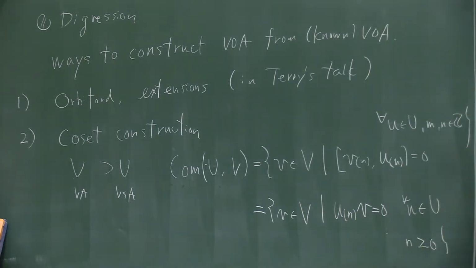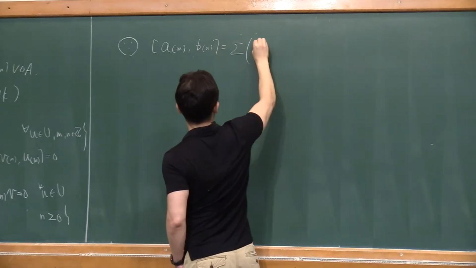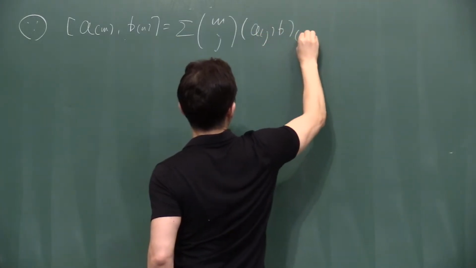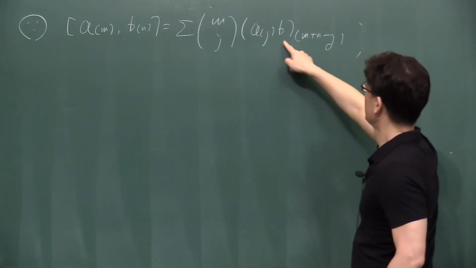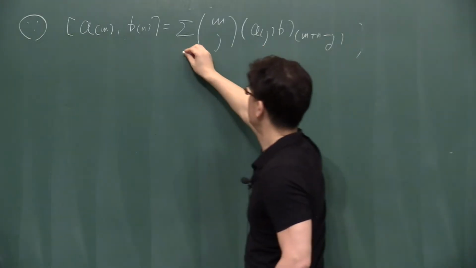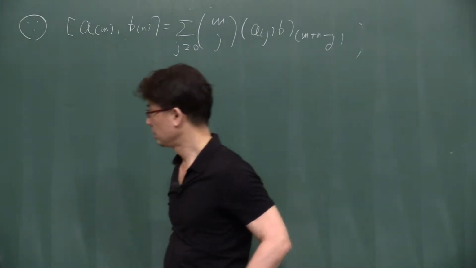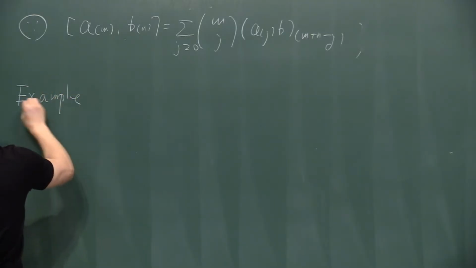This is because we have the following commutation relation. If b is killed by all positive j, then b commutes with a. And you can find the opposite is true. And the coset is the following.